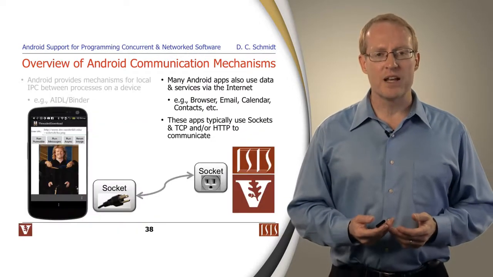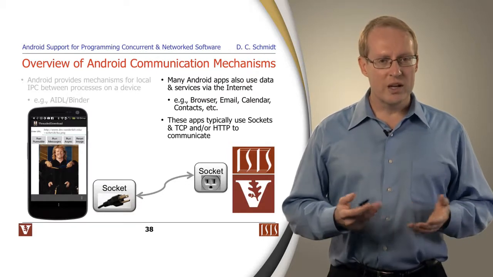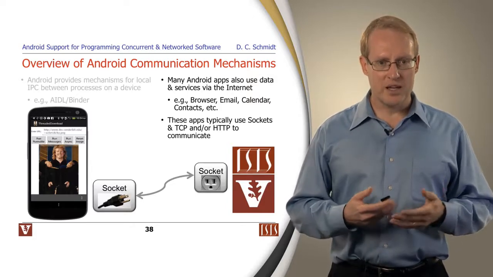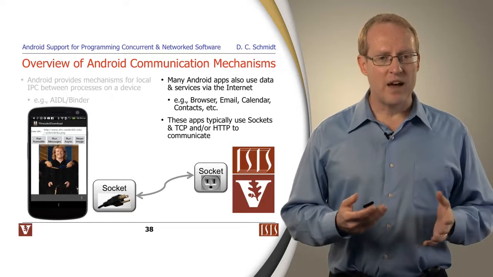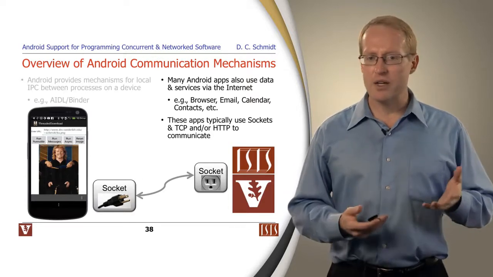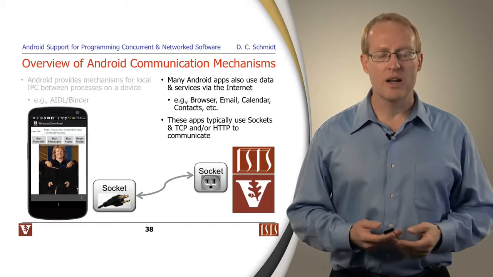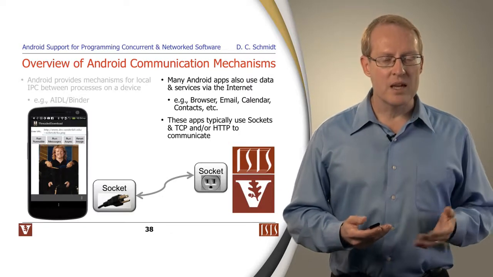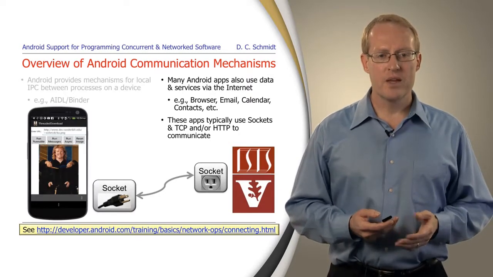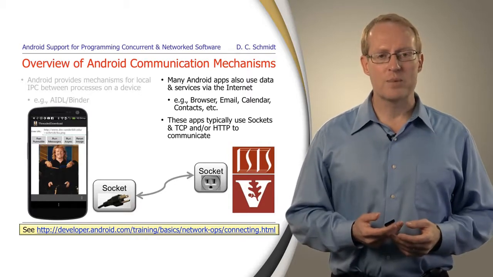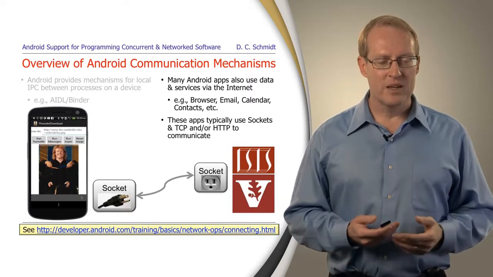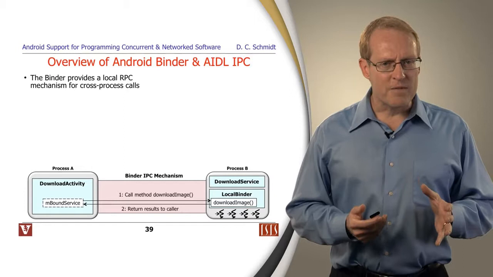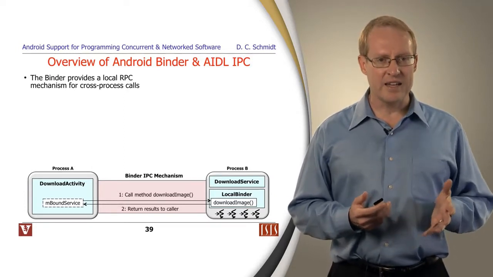The other type of mechanism that's available in Android is true internet communication. Many Android applications need to access services and communicate and receive data via the internet: browsers, email, calendar, contacts, maps, and so on. These applications typically use sockets and TCP and/or HTTP to communicate remotely across the network. There's a nice tutorial on the Android website that describes how to program sockets and HTTP with the mechanisms available in Android.